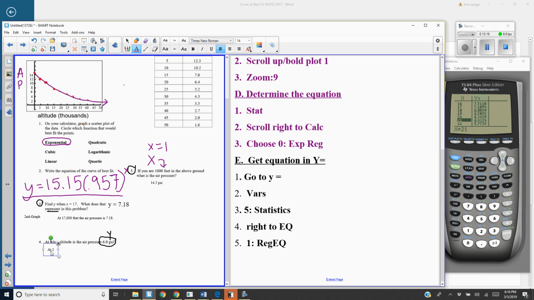So at 21,000, I'm going to put plus feet because it's a little bit more. The air pressure is approximately 6 pounds per square inch.